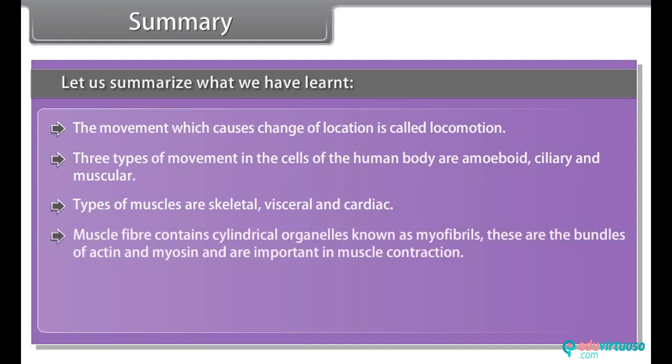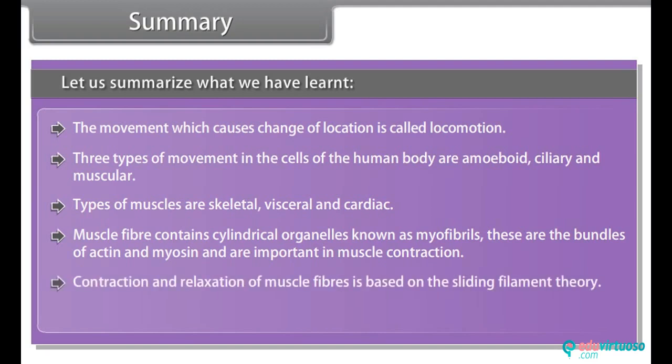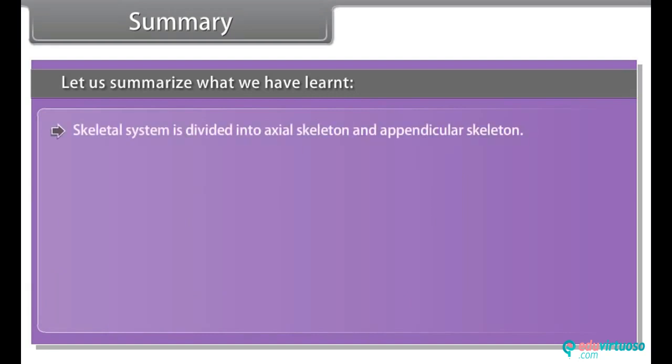Muscle fiber contains cylindrical organelles known as myofibrils. These are bundles of actin and myosin and are important in muscle contraction. Contraction and relaxation of muscle fibers is based on the sliding filament theory. Human beings have 206 bones and a few cartilages. The skeletal system is divided into axial skeleton and appendicular skeleton.